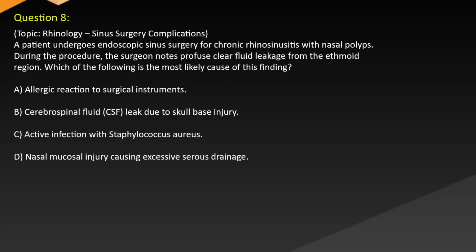Question 8. Topic: Rhinology. Sinus surgery complications. A patient undergoes endoscopic sinus surgery for chronic rhinosinusitis with nasal polyps. During the procedure, the surgeon notes profuse clear fluid leakage from the ethmoid region. Which of the following is the most likely cause of this finding?